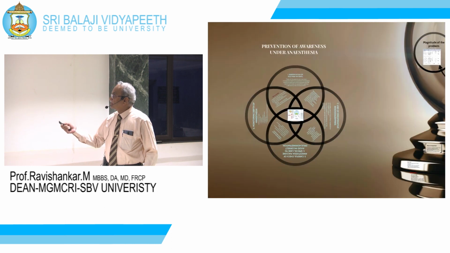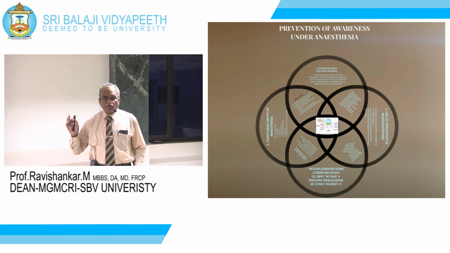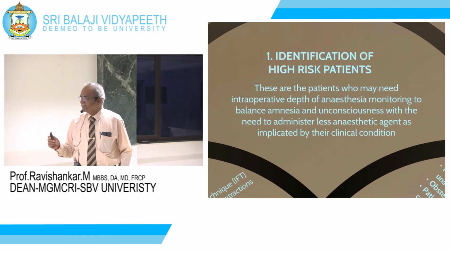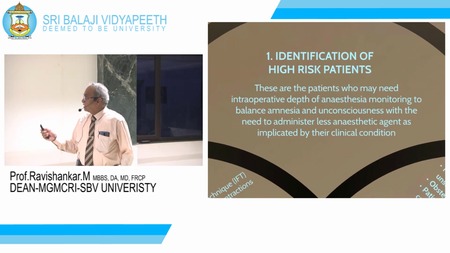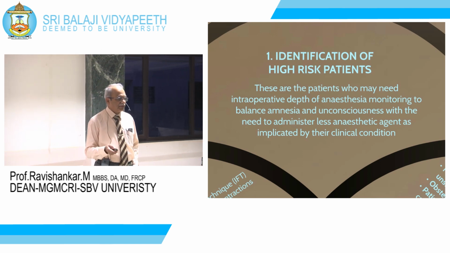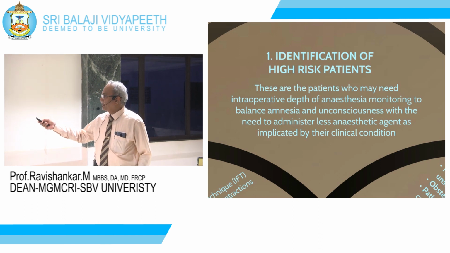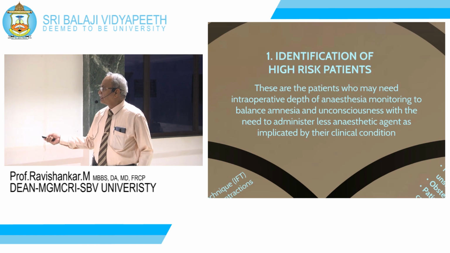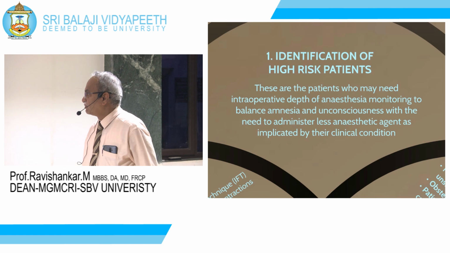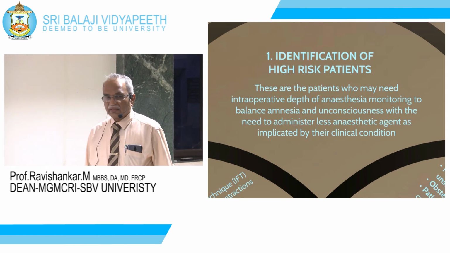Okay, let's go on to prevention of awareness under anesthesia. How do you prevent it? One is identification of high-risk patients. Why do you call them high-risk patients? These are patients who may need intraoperative depth of anesthesia monitoring to balance anesthesia, balance amnesia and unconsciousness, with the need to administer less anesthetic agent as implicated by the clinical condition.